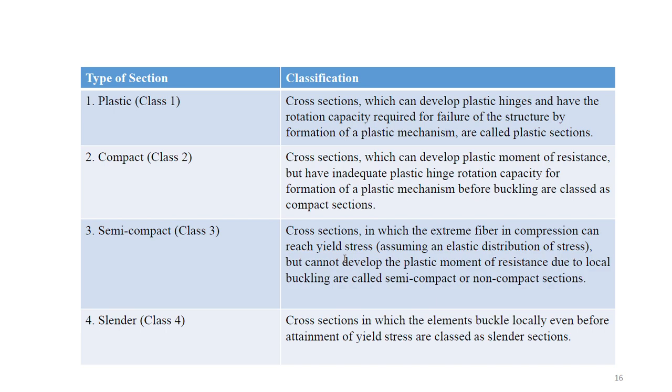Regarding those plastic sections, we have given here: plastic section or class 1 section, a cross section which can develop plastic hinges and has the rotation capacity required for failure of the structure by formation of the plastic mechanism, is called a plastic section. What they are telling here is that the section is going to fail. If you take any beam, the beam is going to break at any 2 points, any 2 locations of the beam.